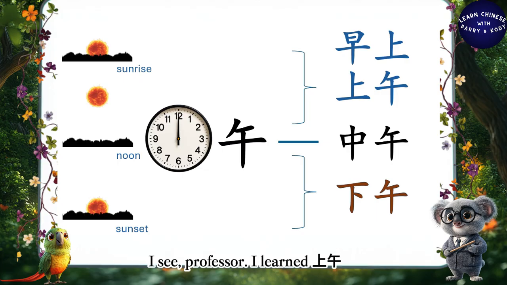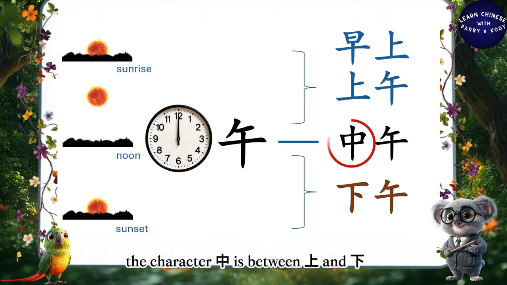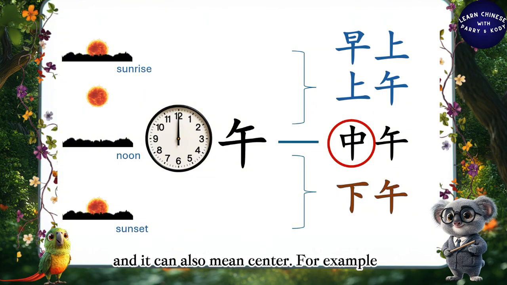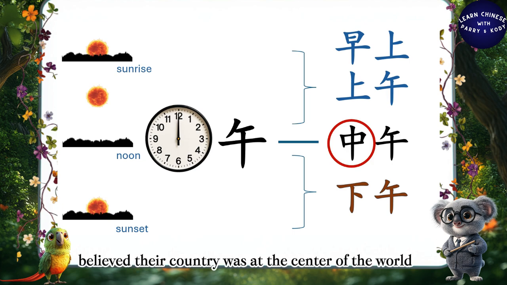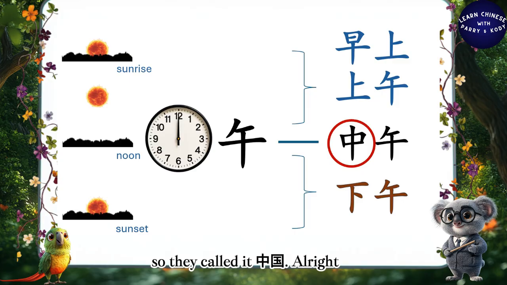I see, Professor. I learned 上午, 中午, and 下午. The character 中 is between 上 and 下, so I guess 中 means middle, right? You're right, again. 中 means middle, and it can also mean center. For example, 中国, China. The ancient Chinese believed their country was at the center of the world, so they called it 中国. All right, let's review what we've learned today.